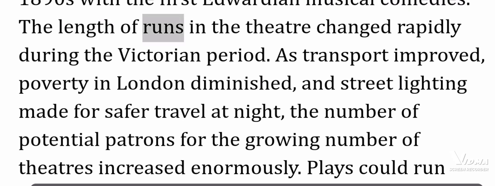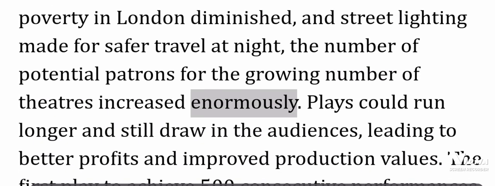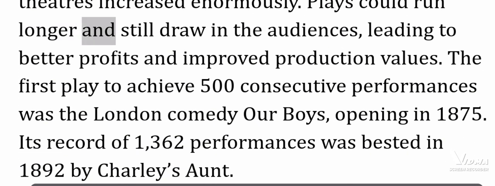The length of runs in the theatre changed rapidly during the Victorian period. As transport improved, poverty in London diminished, and street lighting made for safer travel at night, the number of potential patrons for the growing number of theatres increased enormously. Plays could run longer and still draw in the audiences, leading to better profits and improved production values.